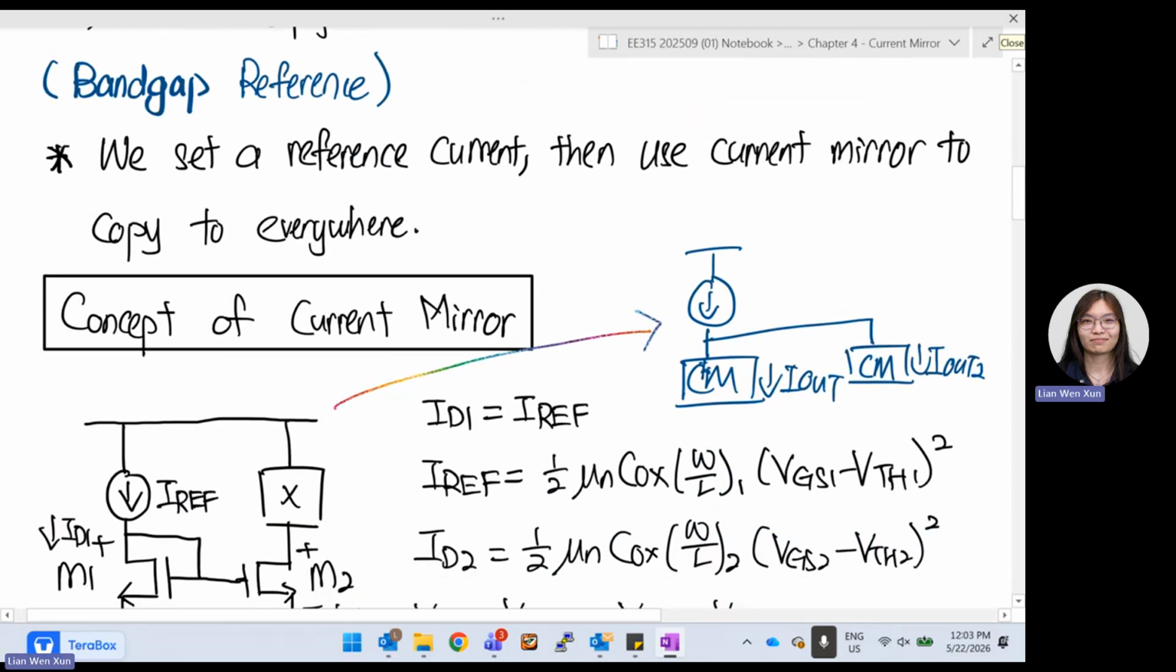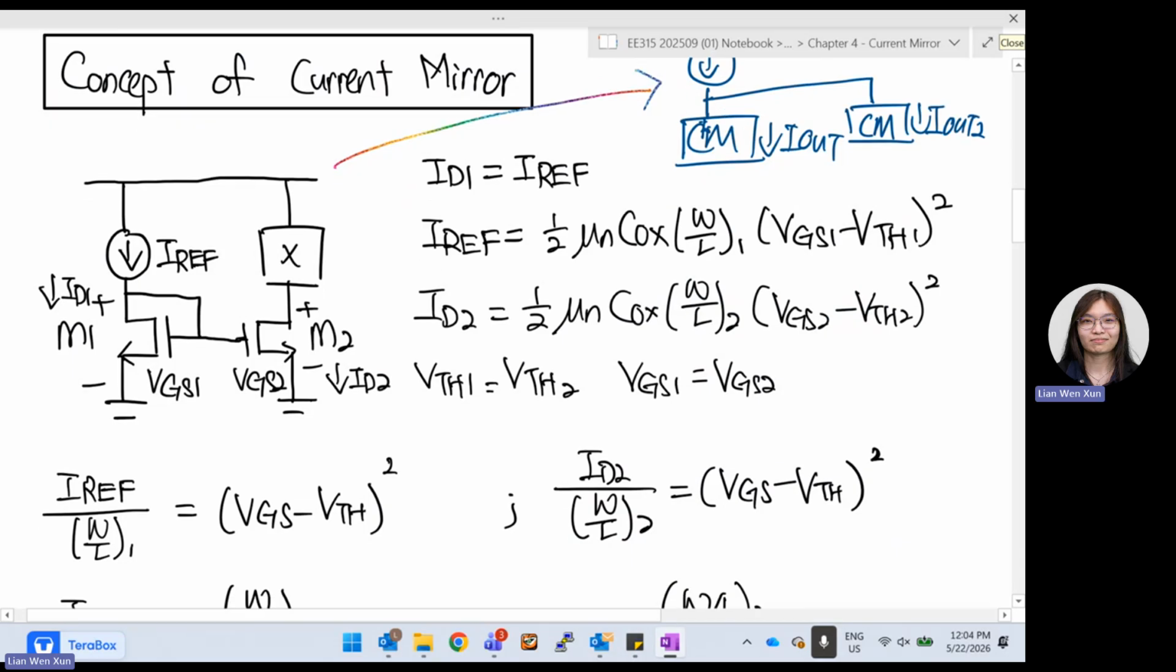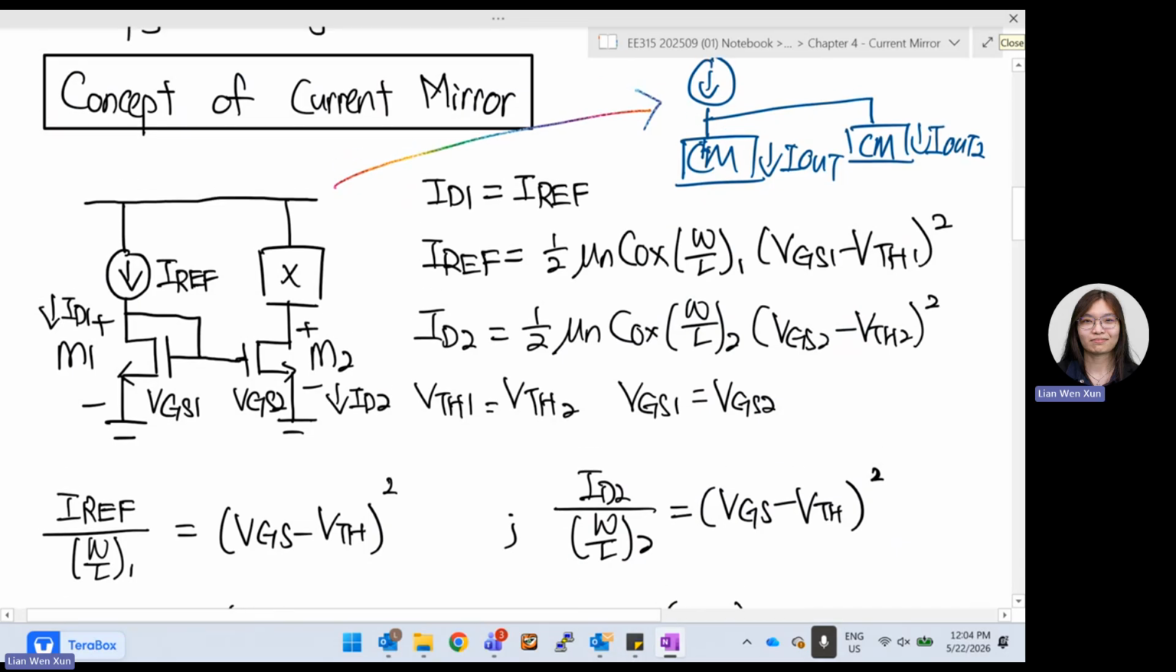So for bandgap, usually it's a set of reference current. Because bandgap is too hard, instead of just using the bandgap reference as the very ideal current source, we will assume that we already have a bandgap reference, and then we build a current mirror to copy the current to everywhere else. So now we go to the concept of current mirror.